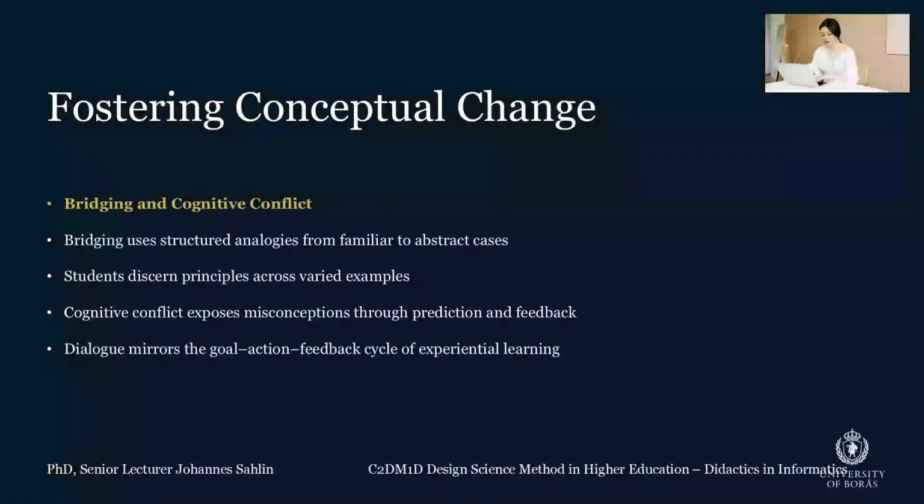The architecture of variation focuses on how concepts are structured and how learners experience contrast. Students can only discern a concept if they encounter systematic variation. Without contrast, structure remains invisible. The teacher must design sequences of examples that highlight critical differences and relationships.